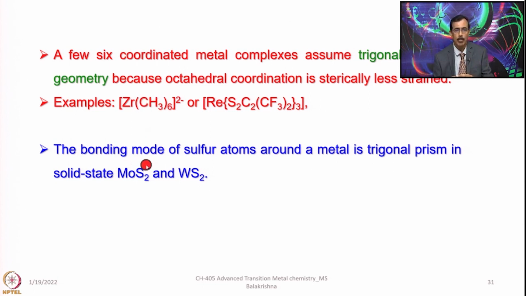The bonding mode of sulfur atoms around a metal is trigonal prism in the solid state. So, for example, if you consider the solid state structures of MoS2 or WS2, the metal is in trigonal prismatic geometry. That means the metal is surrounded by 6 sulfur atoms in a trigonal prismatic way in these cases.